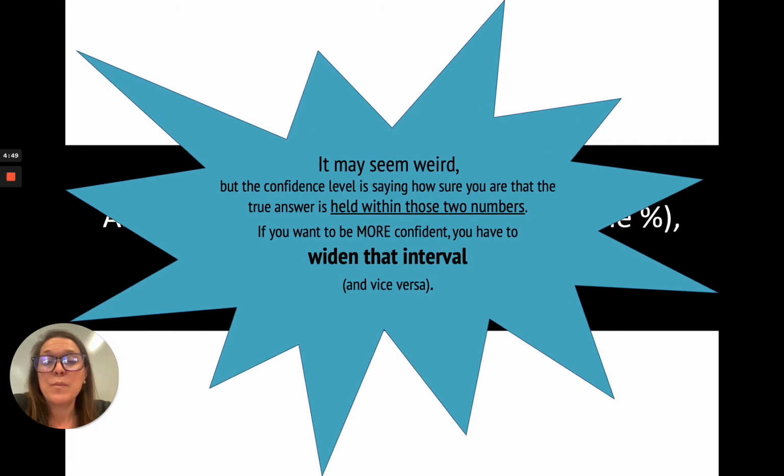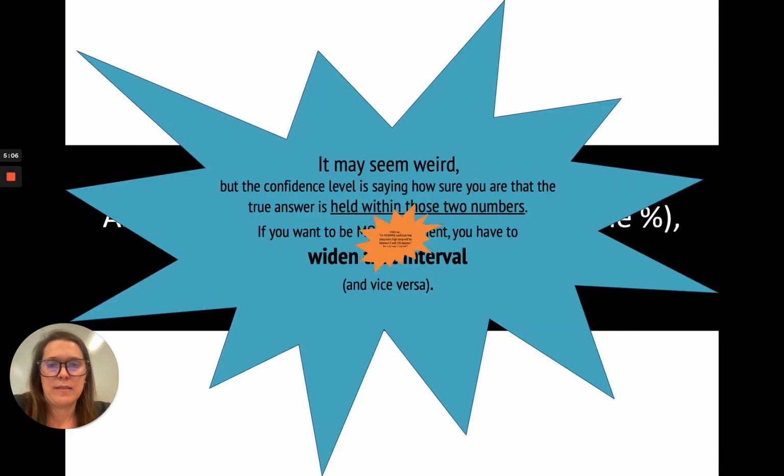It may seem weird, but the confidence level is saying how sure you are that the true answer is held within those two numbers. So if you want to be more confident, we have to widen that interval, and vice versa. So you kind of find that perfect balance between the two.